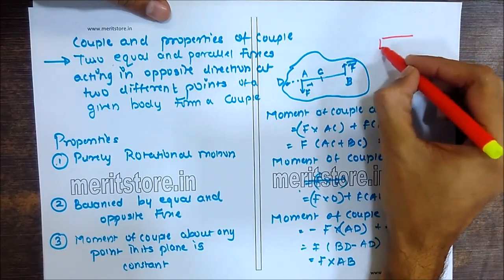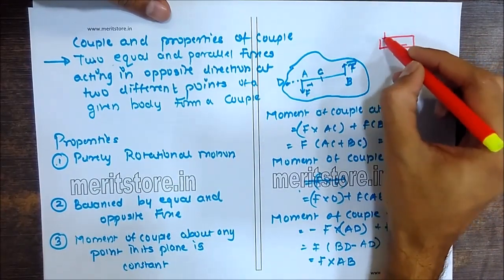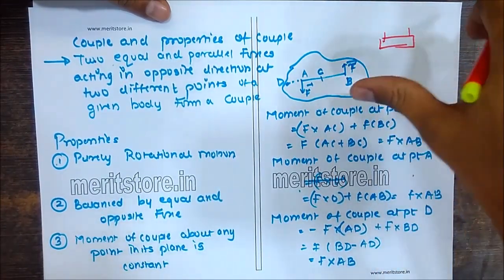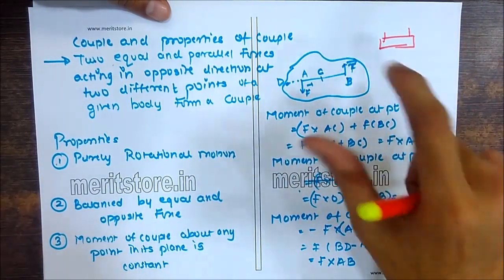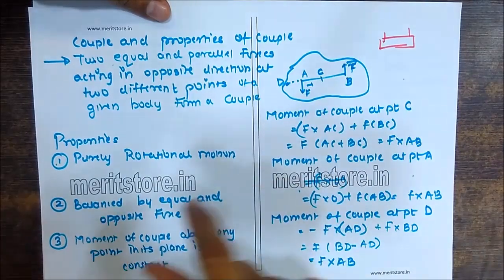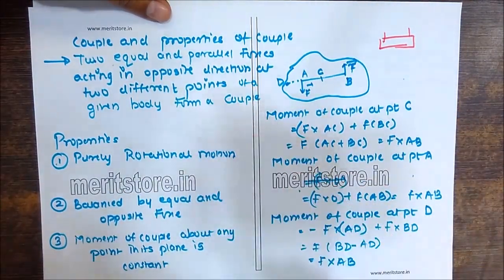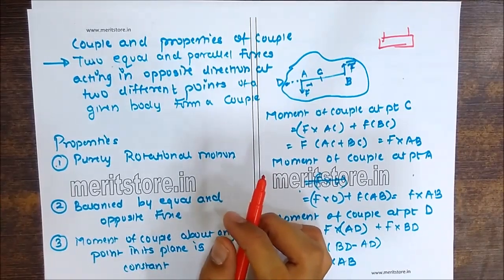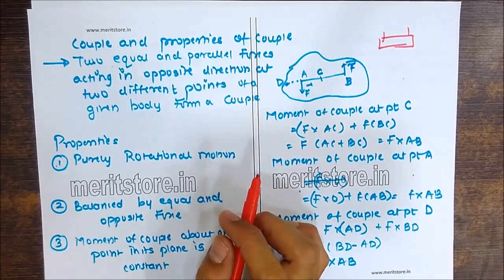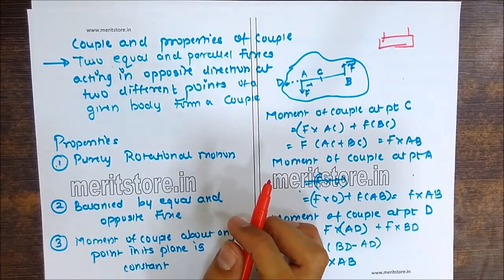Basically, we use this thing in taps. We apply forces, we apply pressure, that is equal and opposite pressure on both sides. So these two points of a given body, we call them a couple. For the couple we have different types. We will be discussing some of the properties of a couple.